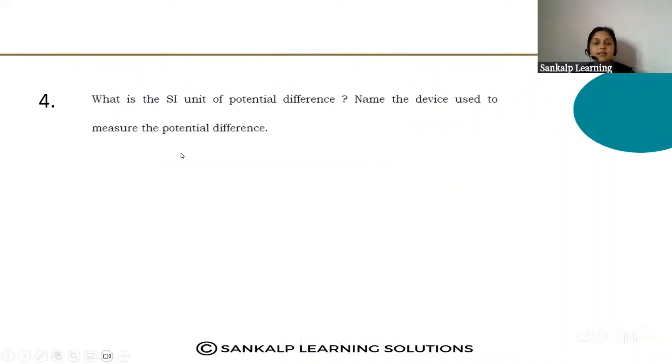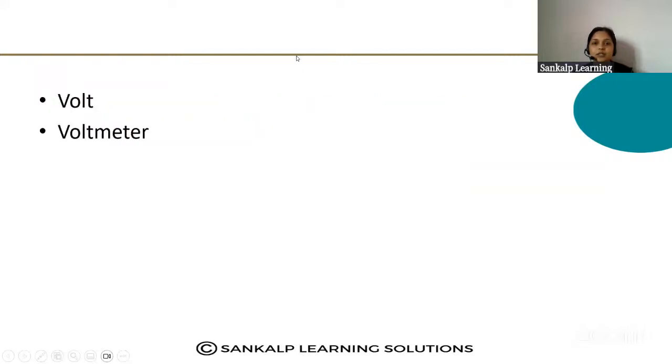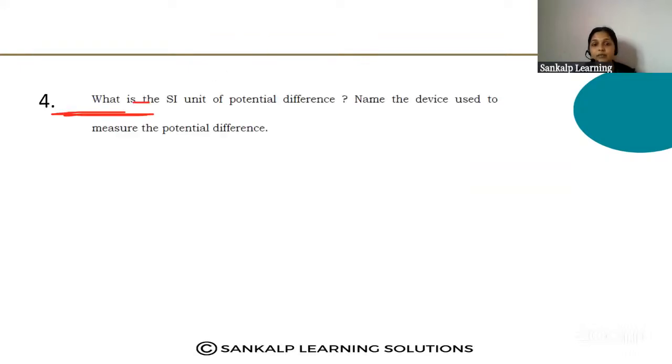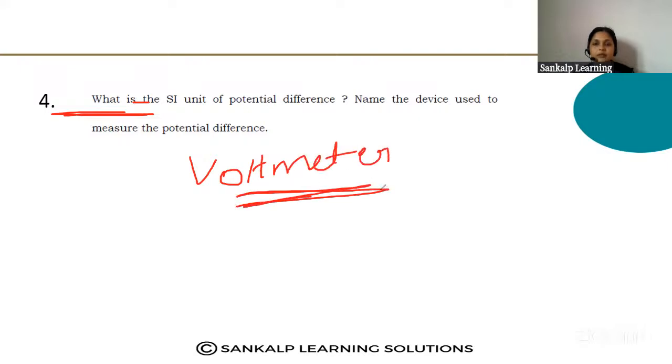What is the SI unit of potential difference? Name the device used to measure the potential difference. Here, what is the SI unit of the potential difference? That is volt. The SI unit of the potential difference is volt, and the device used to measure the potential difference is the voltmeter. Voltmeter is used to measure the potential difference.